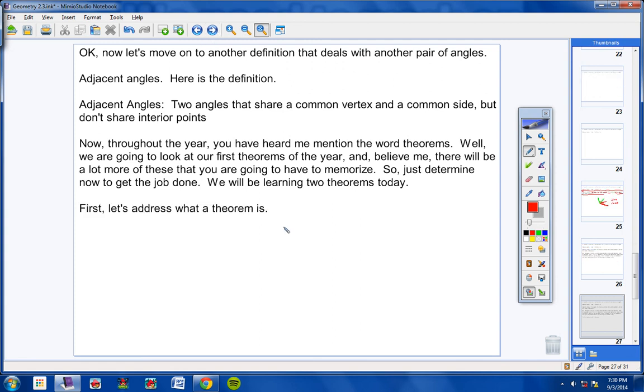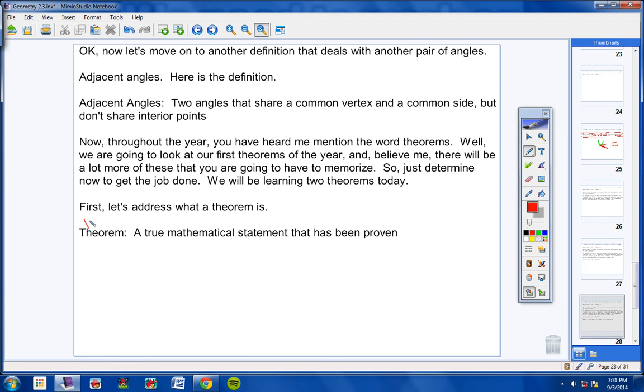Now, first, let's address what a theorem is, okay? So copy this in your notes. You need to know this definition, and here it is. A theorem is a true mathematical statement that has been proven. I will pause just a minute while you copy this in your notes. A true mathematical statement that has been proven. Okay? A theorem is a true mathematical statement that has been proven. Okay? So we know that it's true because it has been proven in the past.